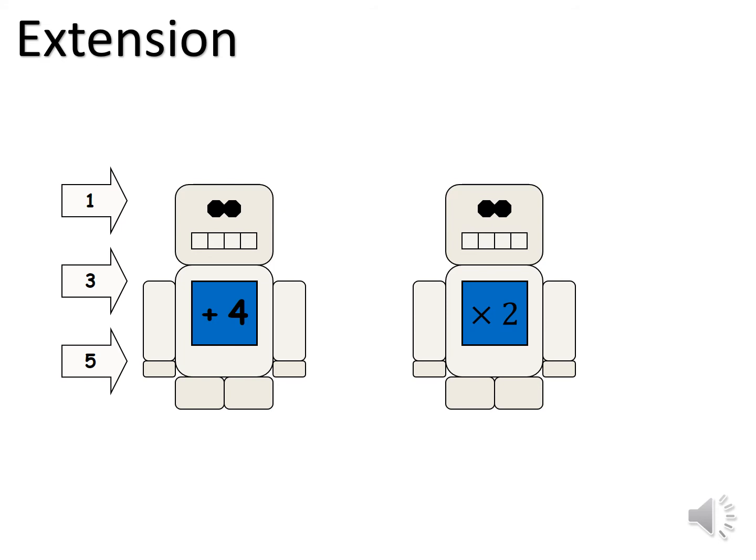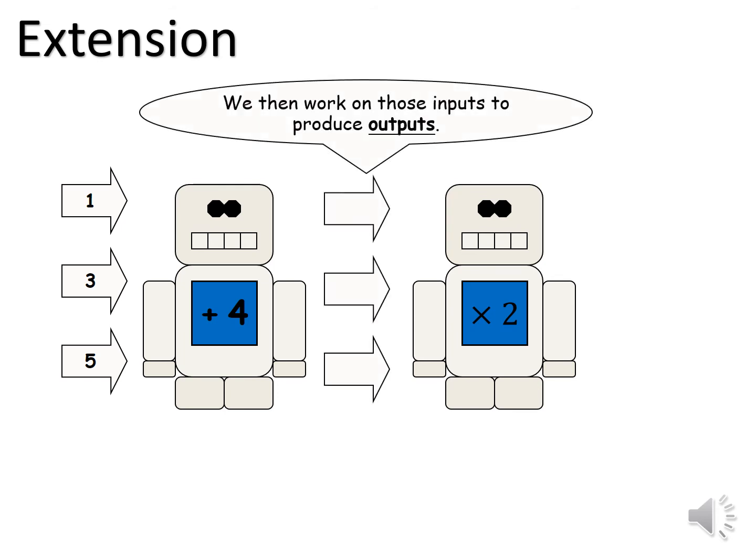Okay, so here we can see we've not just got one function machine now, but we have two function machines, and they're next to each other. So you can kind of see this as one big function machine. So when it goes in, it's going to go through this +4 one, and it is then going to go into the +2 one. So what we need to do is work out what is going to come out of the +4 one. So if 1 goes in, we're going to do 1 + 4, which will give us 5.